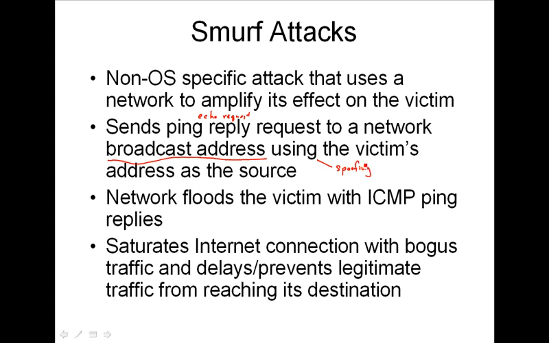So you're crafting a packet, sending it to the broadcast address of a network, and it's an echo request packet, and you use the source IP number. You can put that in there. The spoofed source address here is actually the IP address of the victim. Now, in response to this echo request, the network will flood the victim with ICMP ping, the Internet Control Message Protocol, ICMP ping replies.